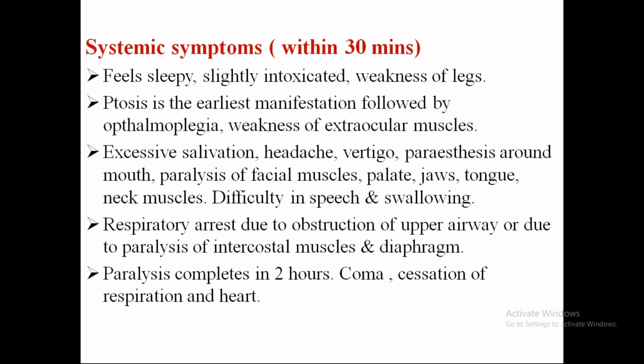Ptosis is drooping of the eyelids. So ptosis is the earliest manifestation, followed by ophthalmoplegia, which is because of the weakness of the eye muscles. Weakness of the eye muscles is known as ophthalmoplegia, and there can also be weakness of intraocular or extraocular muscles. So the earliest manifestation of neurological symptoms is ptosis, followed by ophthalmoplegia.